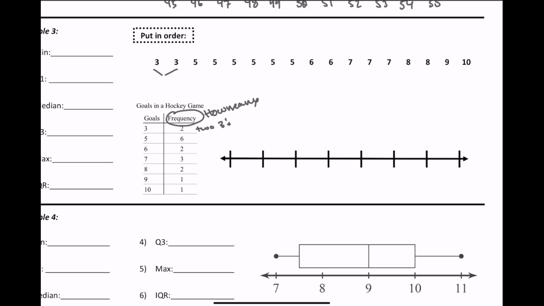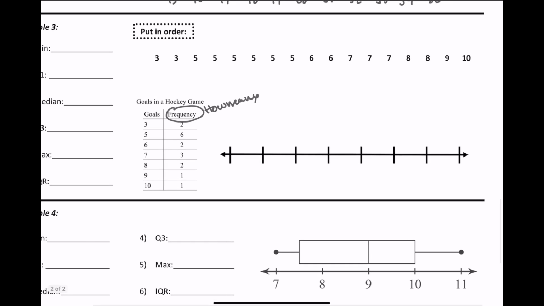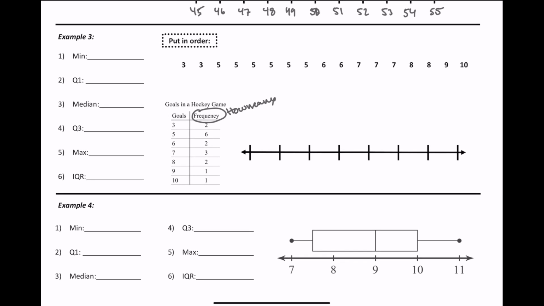And then this is saying I have 6 5s. So I'm going to have 6 5s. And so on and so forth. I'm going to erase this, but just keep remembering that means how many. If you need to write it out like how I just did, 2 3s, that's fine. Just remember, frequency tells you how many of the number in front of it you got. All right, so minimum is a 3, maximum is a 10, and then we have to find our middle.